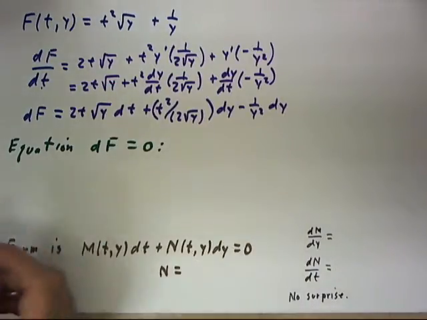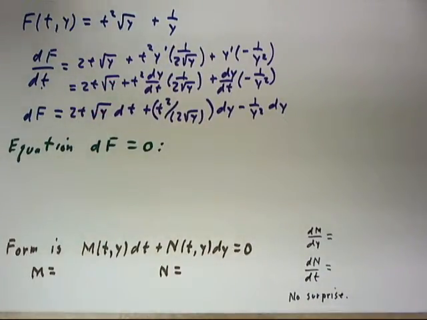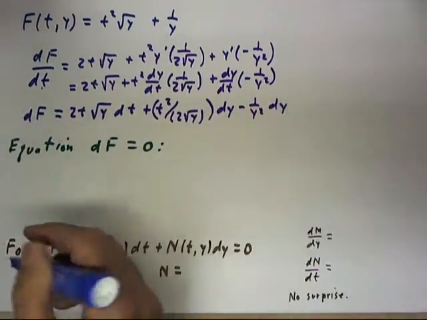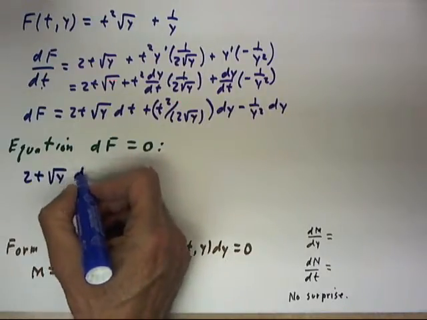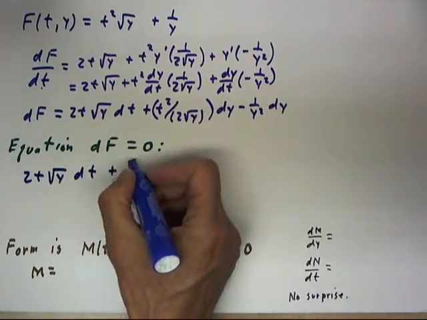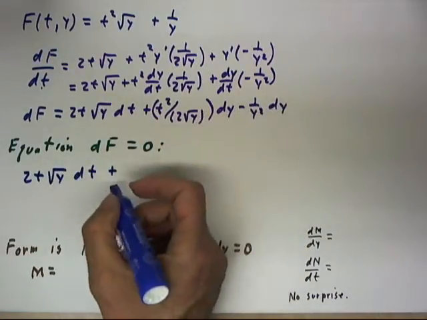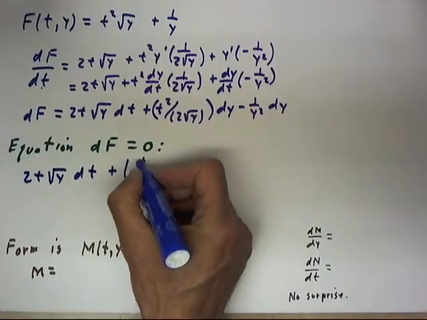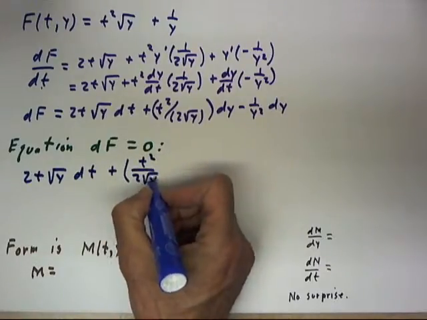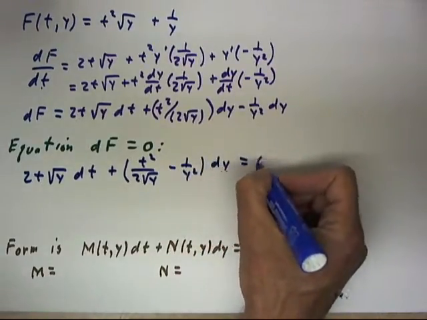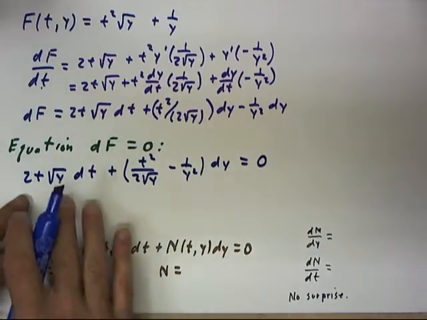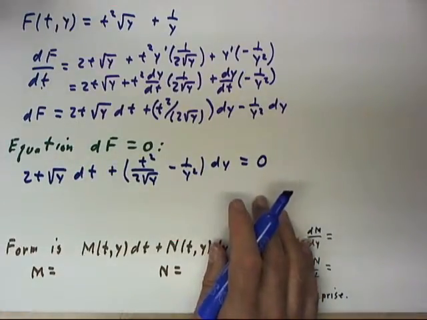Now, we write the equation df equals 0. Okay, df equals 0 is just this equals 0. That equation is just 2t square root of y dt plus, and let's factor all this out of the dy, and we have t squared over 2 square root of y minus 1 over y squared dy equals 0. Okay, that's our equation, df equals 0.